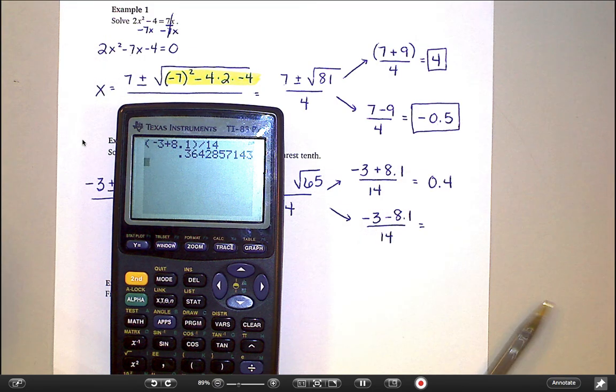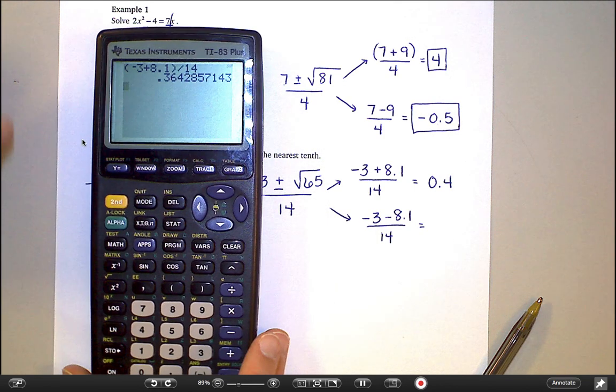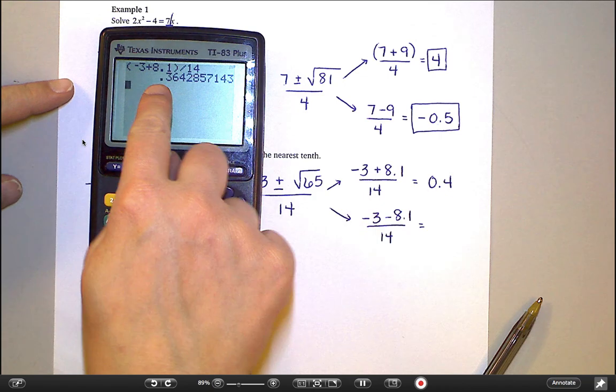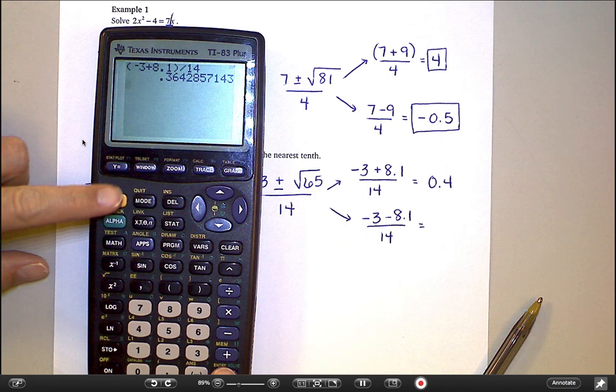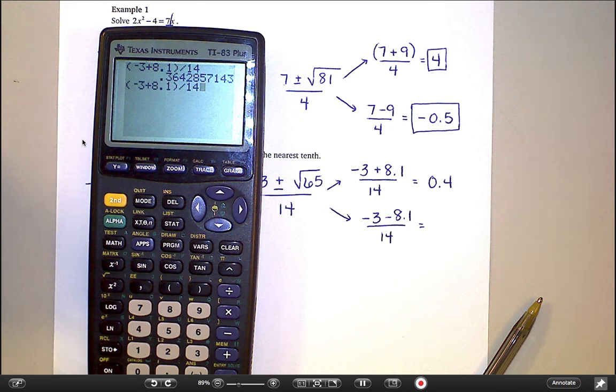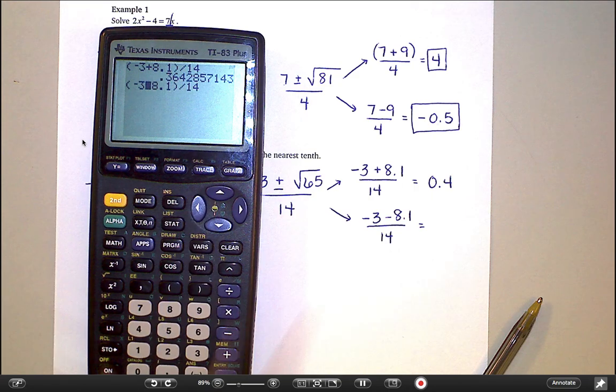Now to do this one, just a calculator trick here for you. Really, this next one's going to look exactly the same as this, except we want to change that to a minus sign, right? So if you hit second and enter, it'll bring up what you typed in before, and then you can just use your arrows and go over there and change that to a minus sign. Okay, so maybe try that sometime. So here I get negative 0.8.